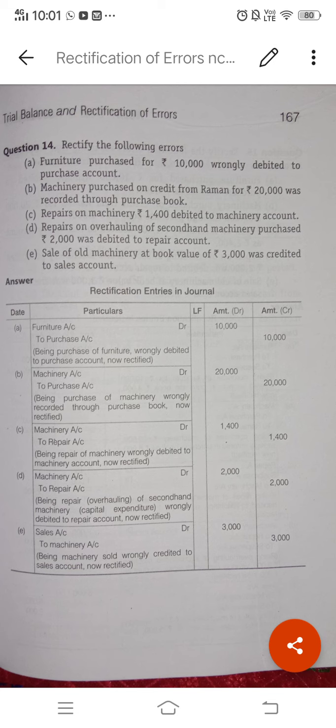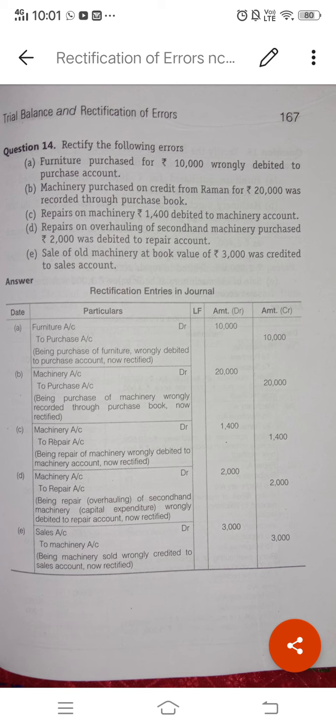Machinery purchased on credit from Raman for 20,000 was recorded through the purchase book. So first write the correct entry. What is the correct entry for machinery purchased on credit from Raman? The correct entry is machinery account debit to Raman account.